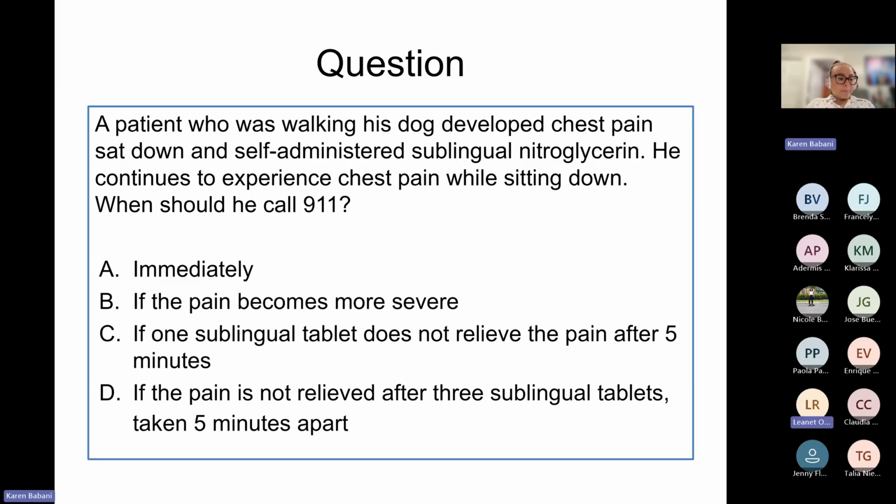C. If one sublingual tablet does not relieve the pain after 5 minutes, you call. Remember, before you take it, call 911, or at the same time. Boom, boom. You can do both things at the same time.